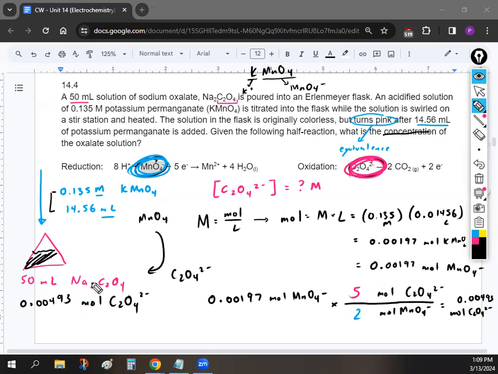So how do we find molarity using these two numbers? Yeah, just divide, right? Molarity equation. Molarity is moles divided by volume, so 0.00493 moles divided by the volume, which is 0.05 liters. And that's going to get you a final answer of 0.0986 molarity. That's it.